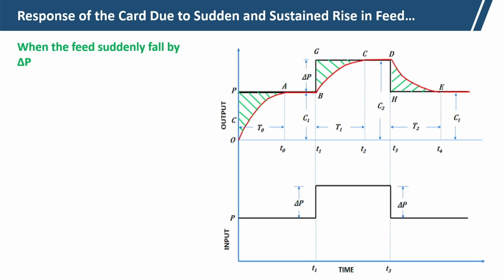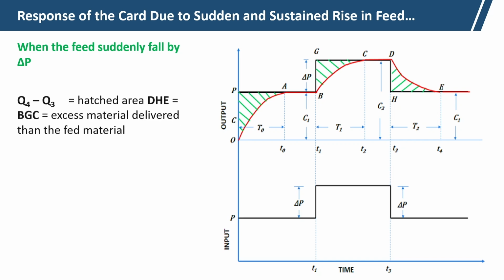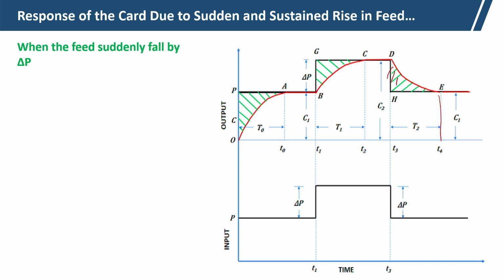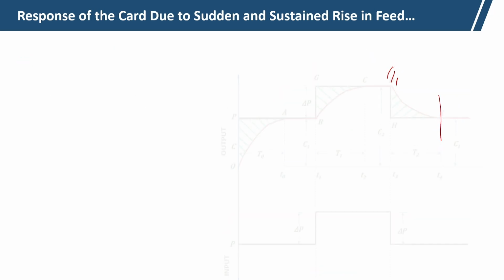So, when the feed suddenly falls by delta P, what happened? Q4 minus Q3, the hatched portion. So, by doing this, what is that? Let me show it again.